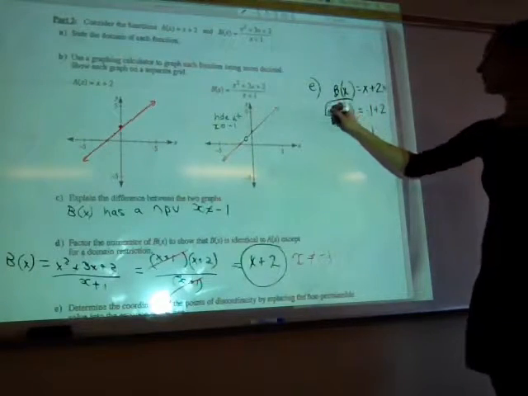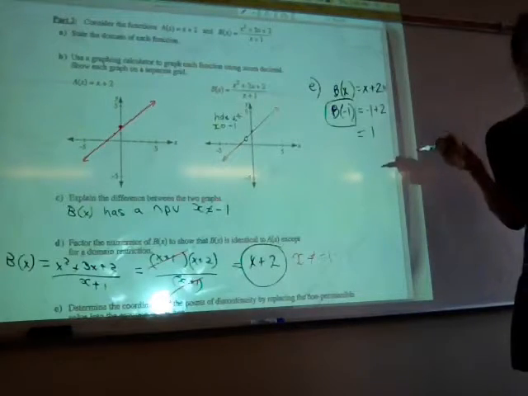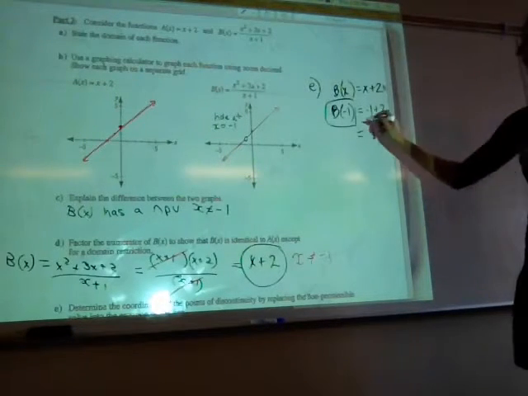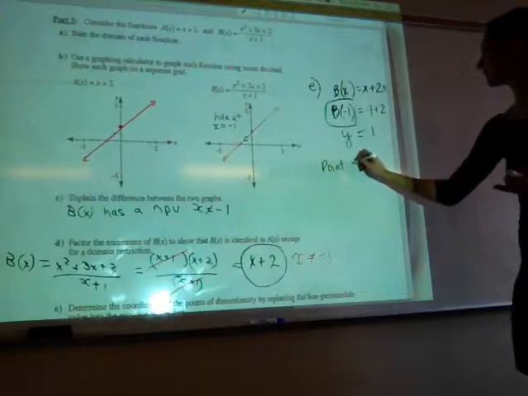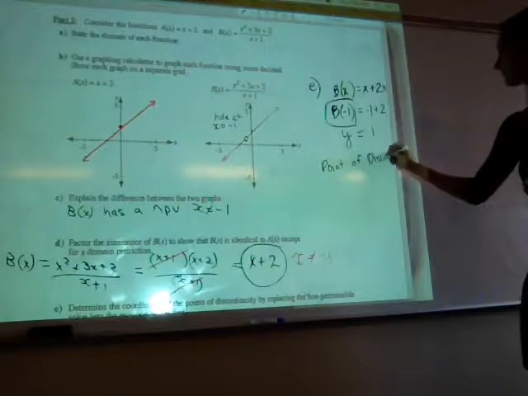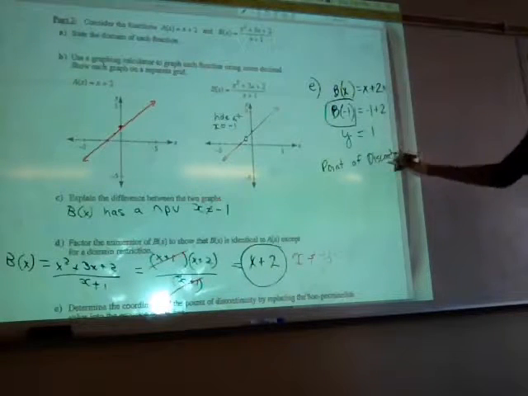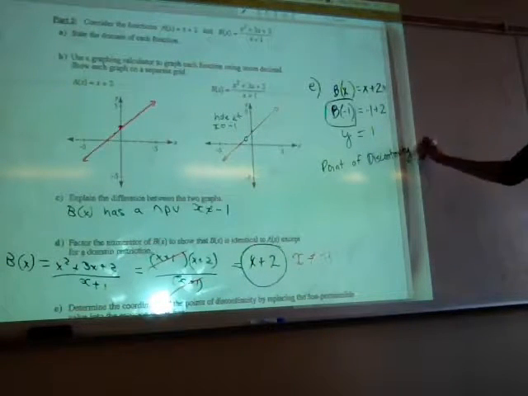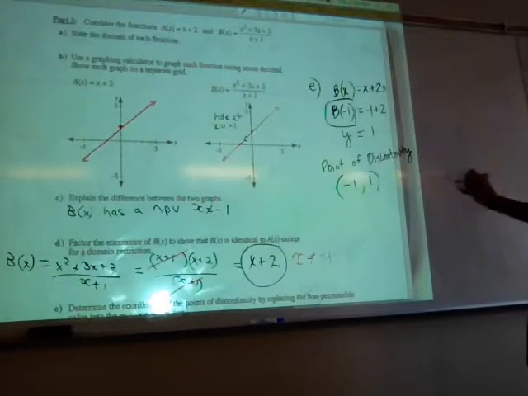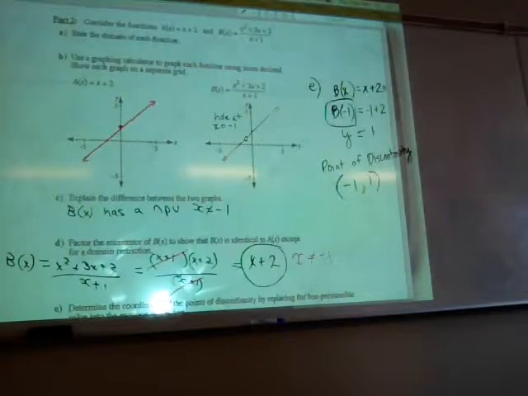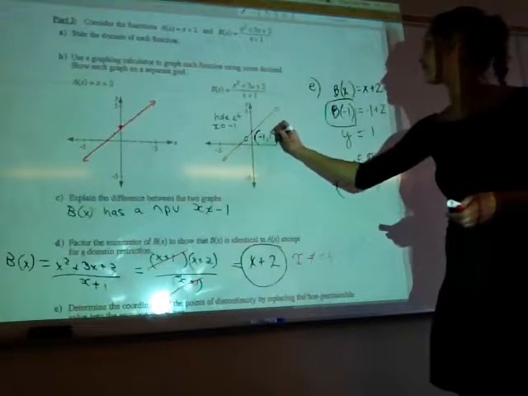Okay, what's another way of saying b of x or p of x? What can we change function notation to? A y. Good. So the point of discontinuity is at x equals negative 1 and y equals 1. So this hole we can label in the graph, negative 1 and 1.